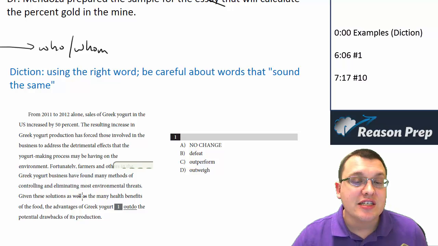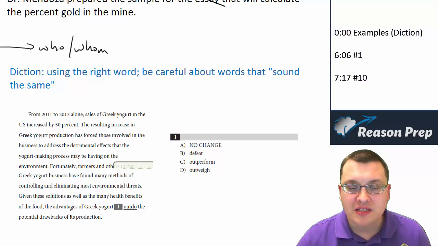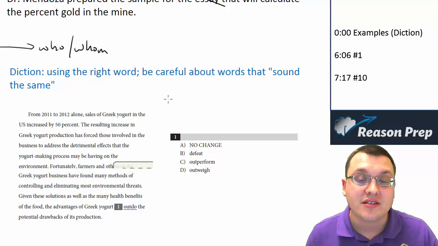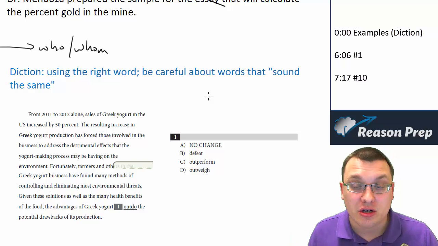Given these solutions, as well as the many health benefits of the food, the advantages of Greek yogurt outdo the potential drawbacks of its production. So here, outdo on one level may seem like it's okay, but really it's not the proper usage of that word in that context. We want a different word. This is like that consent condone question earlier. So we can get rid of A.